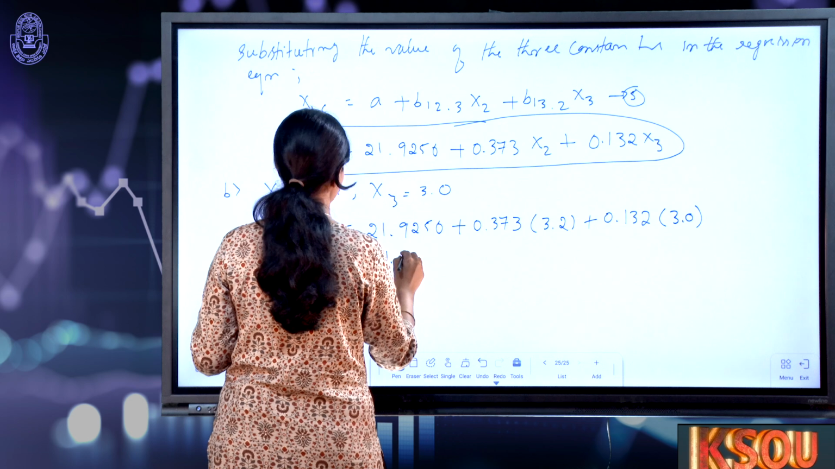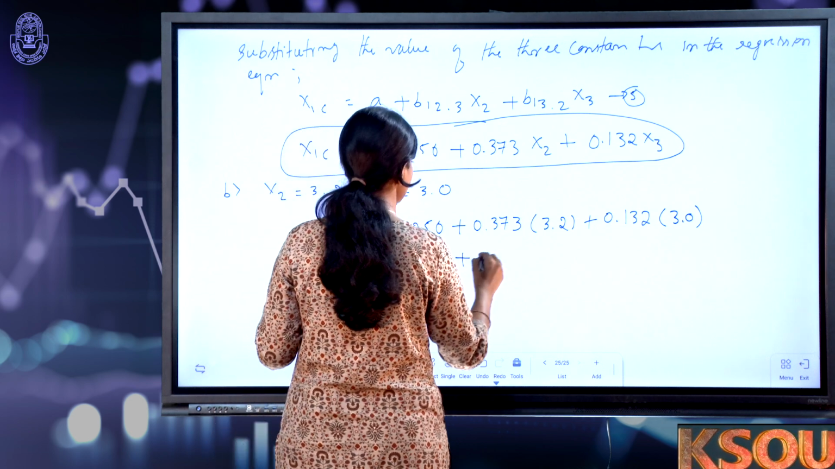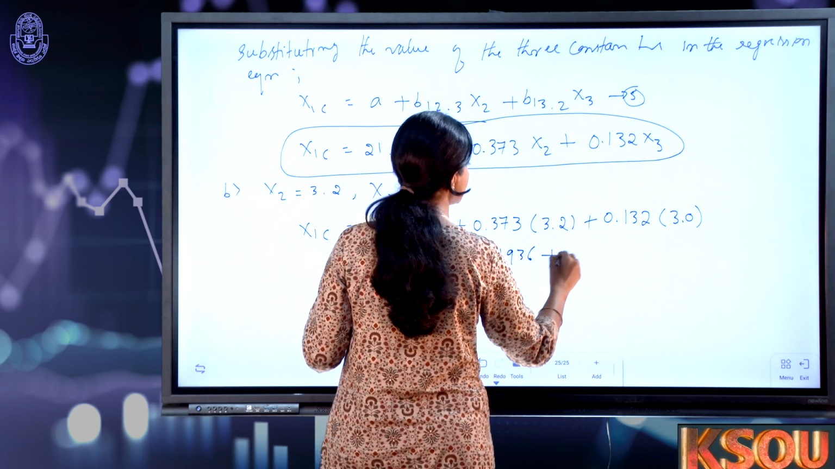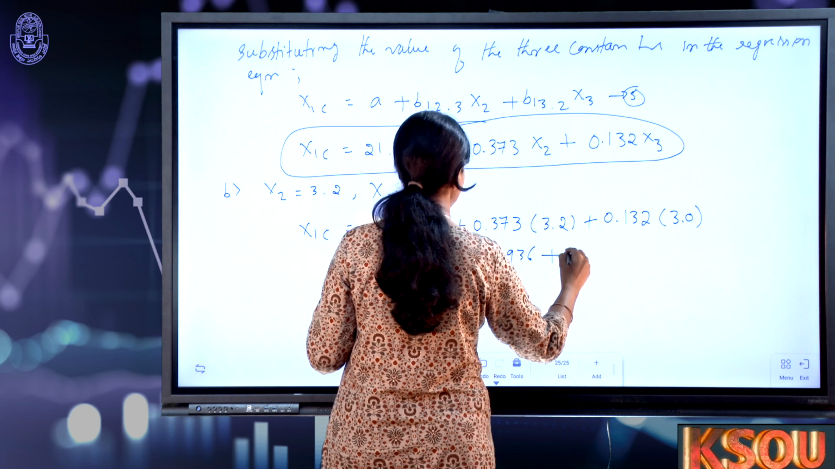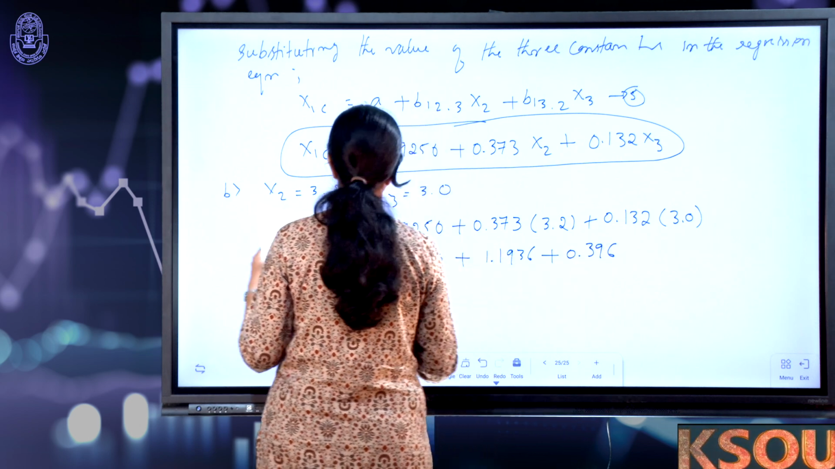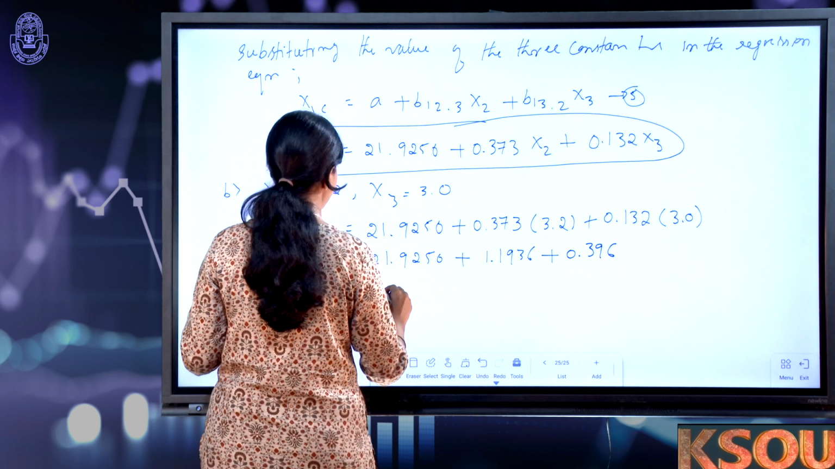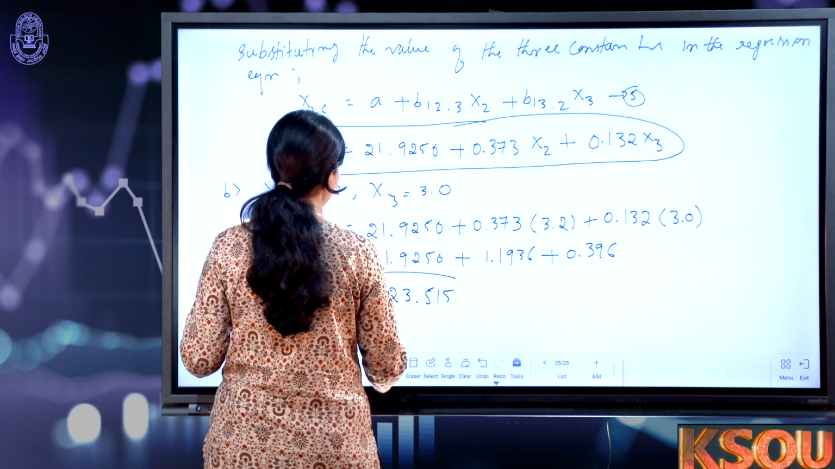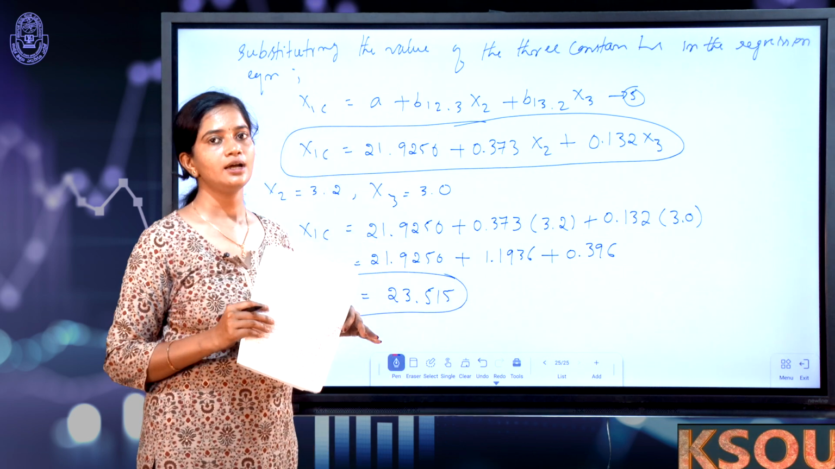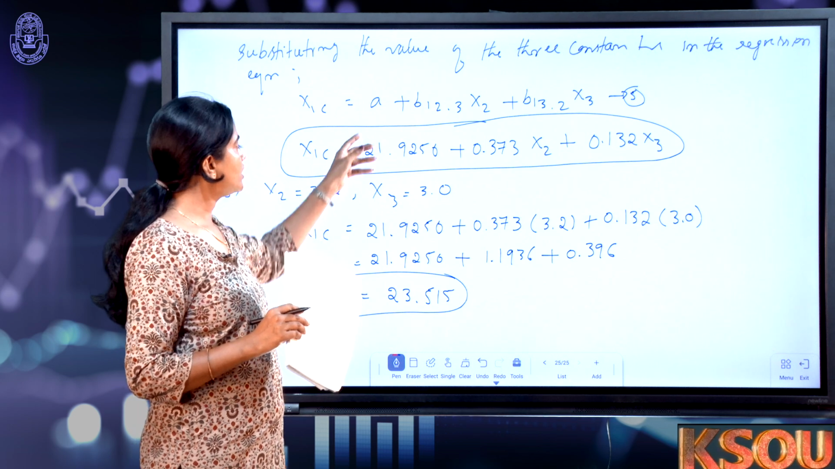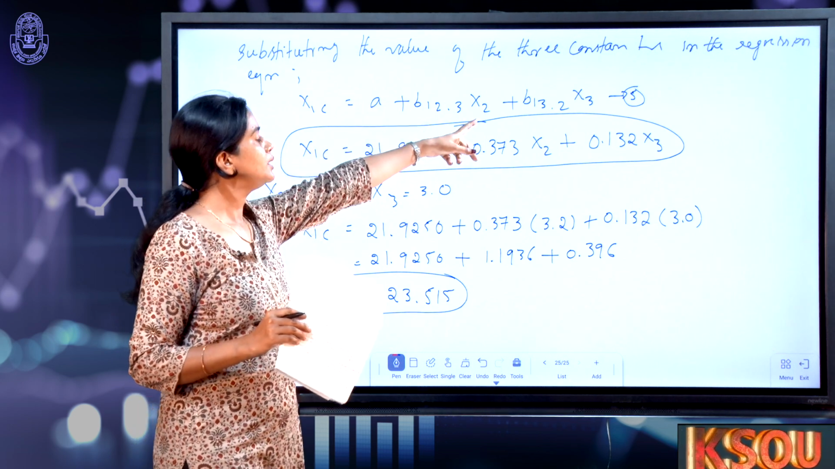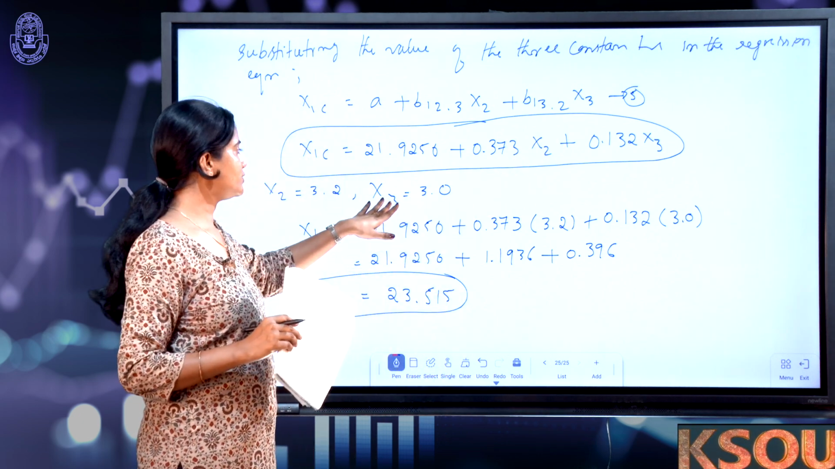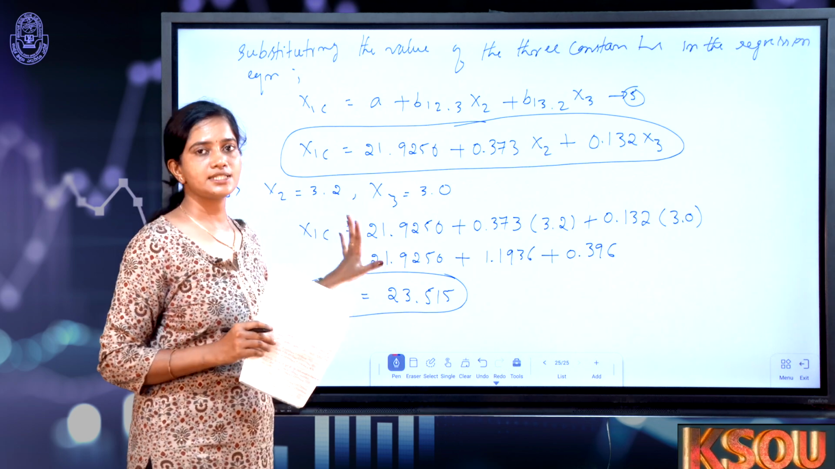So you should get 21.9250 as it is. This value will become 1.1936 plus 0.132 into 3.0 is 0.396. So finally you should get the value of estimated x is 23.515. So like this you will have to calculate the multiple regression constant values of A, B12.3, B13.2. If you have given x2 and x3 values like this, you can also calculate the estimated value.